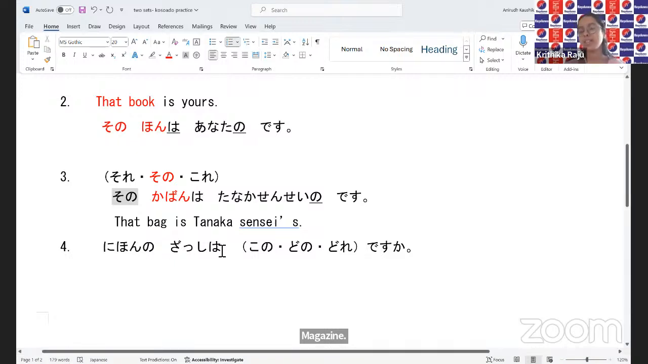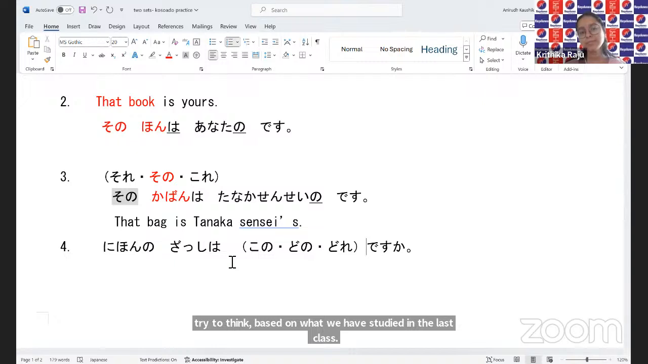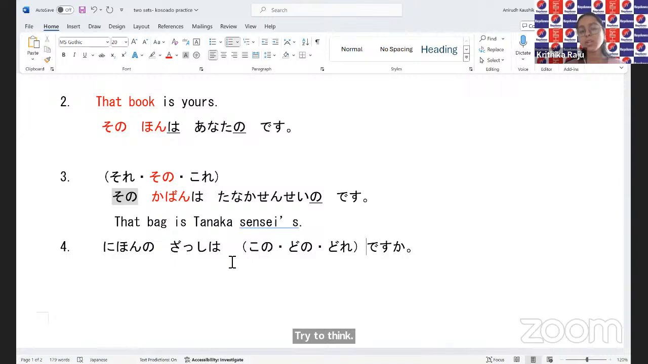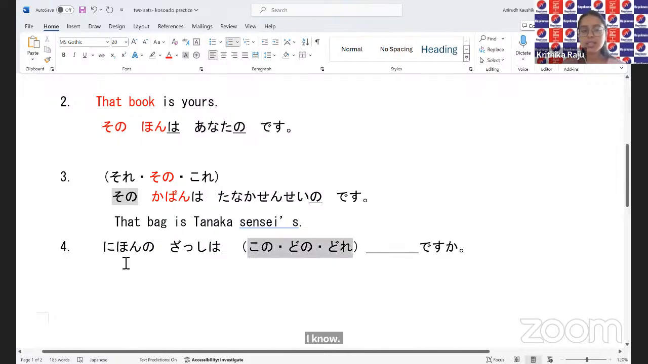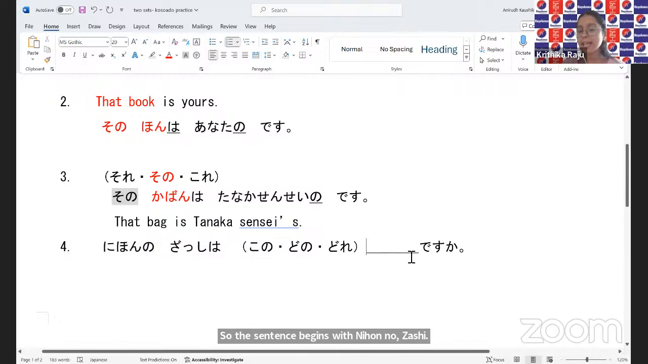Now I'd like all of you to think of the answer. Read this sentence and try to think based on what we have studied in the last class. Nihon no zashi, Japanese magazine, magazine of Japan. There's a blank over here and the options for the blank are here. So the sentence begins with Nihon no zashi wa blank desu ka?